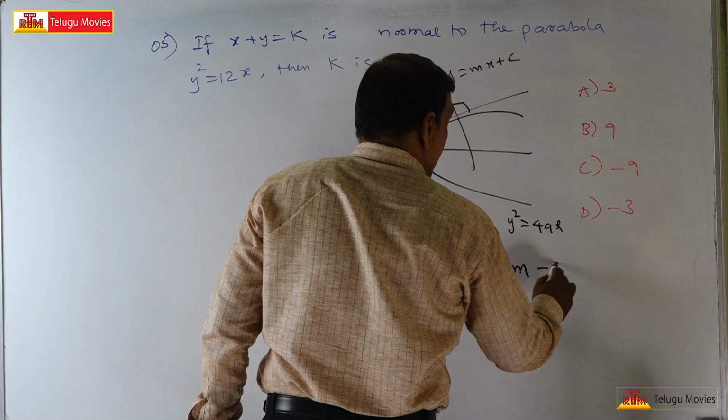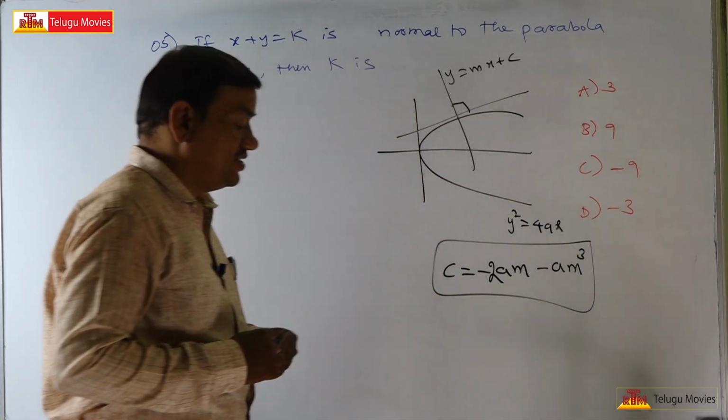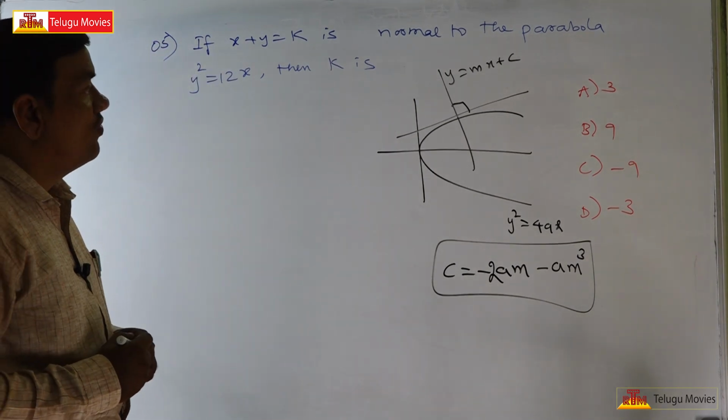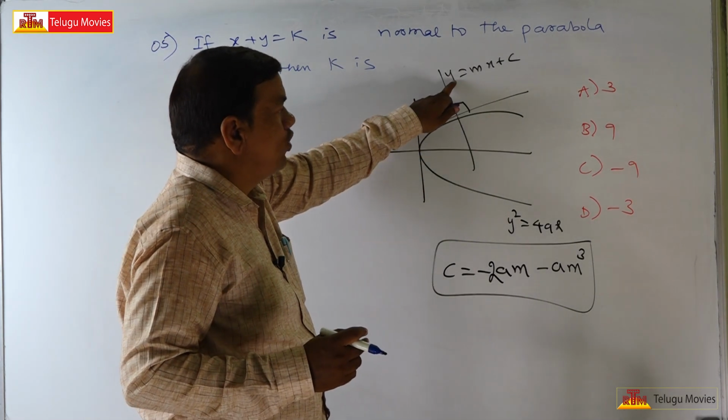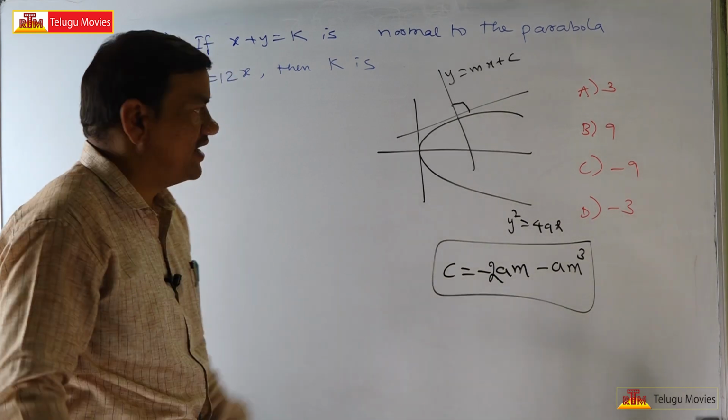Minus 2am minus am cube. This is the condition, c is equal to minus 2am minus am cube. This is the condition for a line y is equal to mx plus c to be a normal to the parabola y square is equal to 4ax. Very easy.